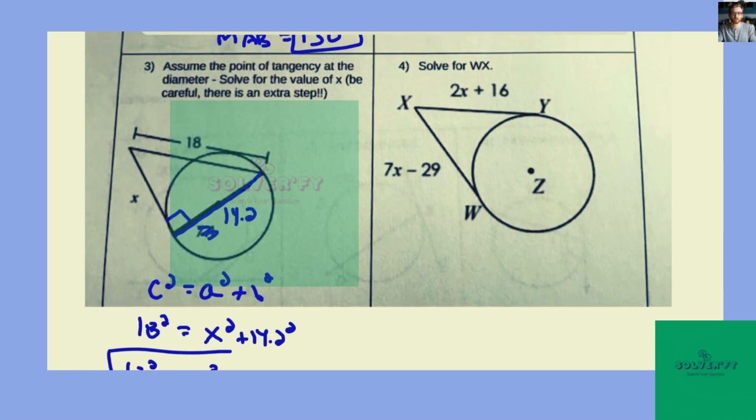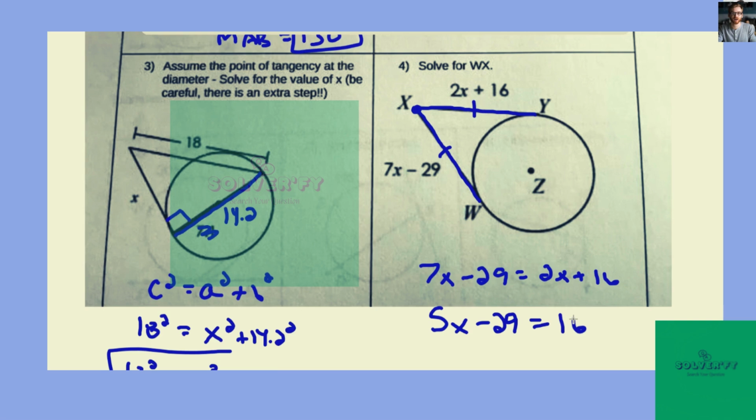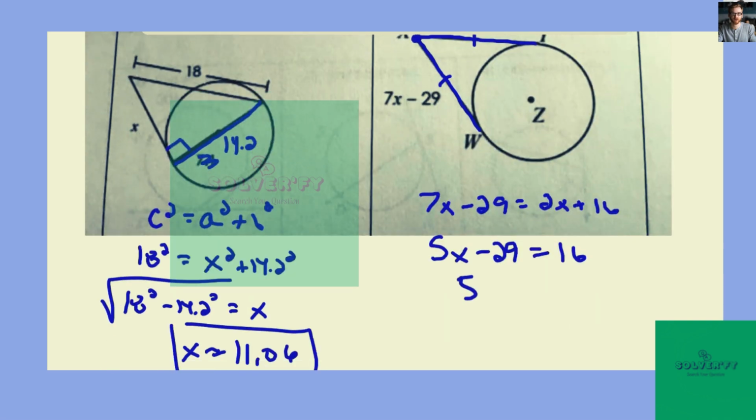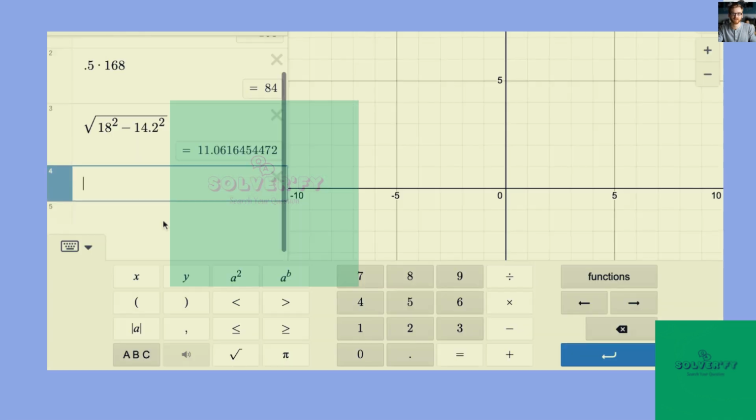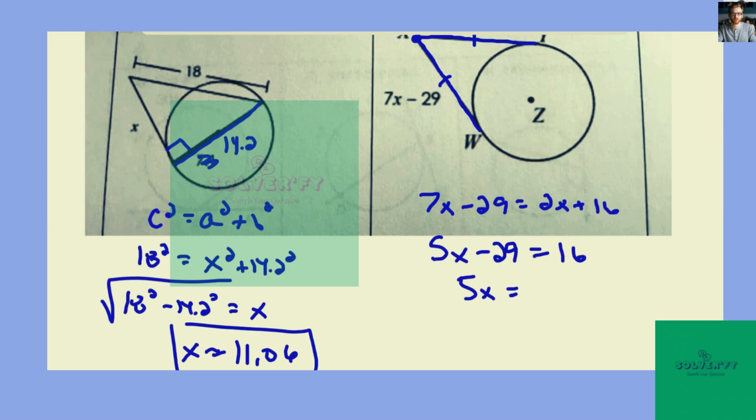When we have point X outside the circle that is tangent to the circle in two spots, those must be equal to each other. So 7x minus 29 is equal to 2x plus 16. Subtract 2x to both sides, and we have 5x minus 29 equals 16. Add 29 to both sides, and 5x equals 16 plus 29, where 16 plus 29 is 45. Then divide both sides by 5, and x is 9.